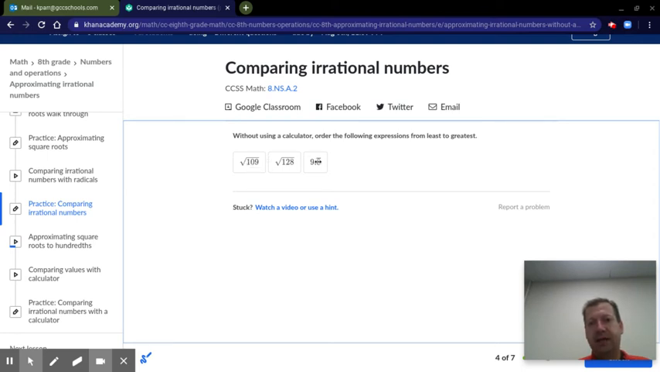This is bigger than 10. So the one with the 9 has to be the smallest. So 9.888 repeating would be smaller than a number that's greater than 10, and this would be smaller than a number that has to be greater than 11.